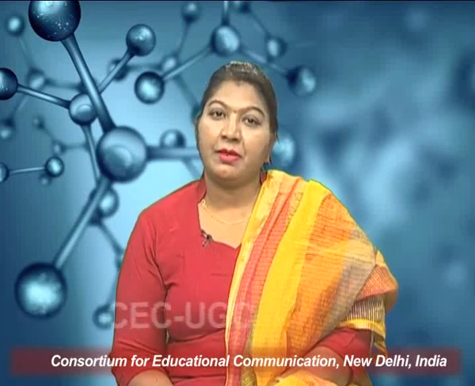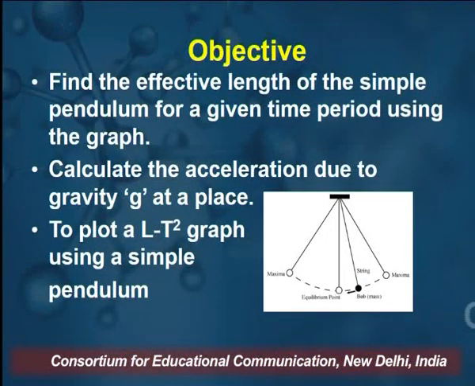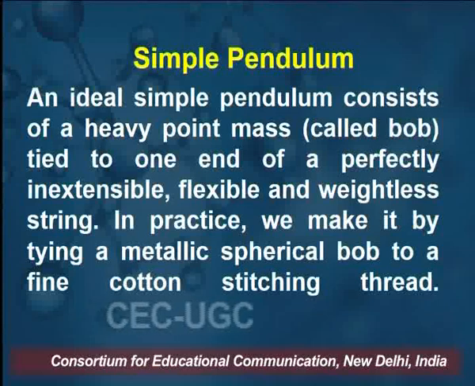The objective may be defined as, first, to find out the effective length of a simple pendulum for a given time period using the graph. It means we plot a graph to find out the effective length of a simple pendulum for a particular time period. Second, we calculate the acceleration due to gravity g at a place. The aim of this experiment is to plot a graph between L versus T square, length versus time period, for the simple pendulum. First, we understand what the simple pendulum is.